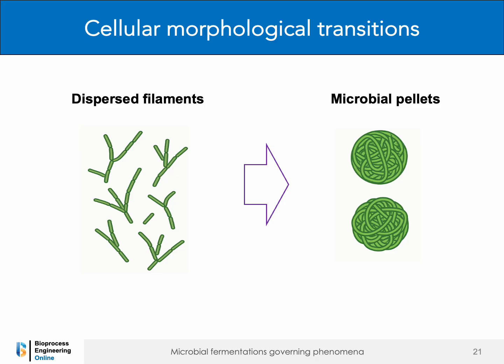Physiological transitions, from the growth phase to the production phase, are often accompanied by changes in microbial cells' morphology. For example, filamentous microorganisms can shift from dispersed mycelial forms to compact pellet structures, a morphological change commonly observed during antibiotic production and other secondary metabolite processes.